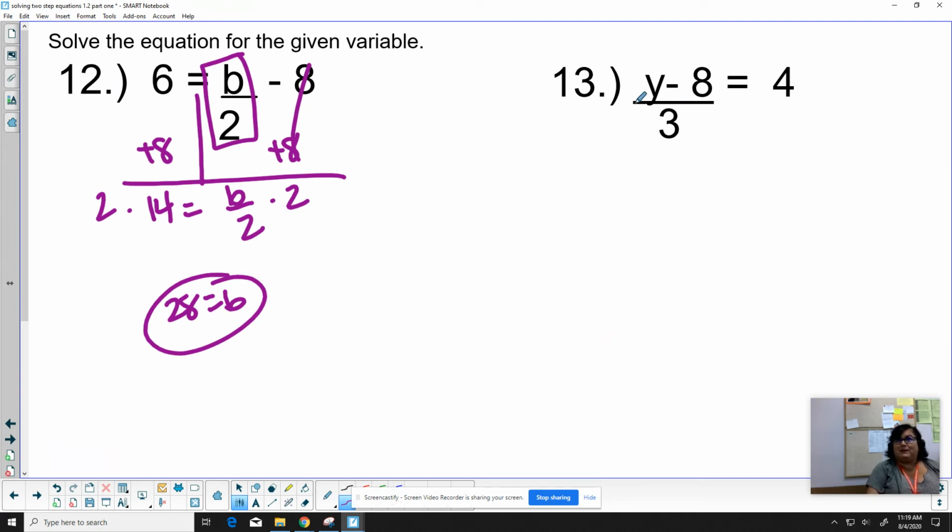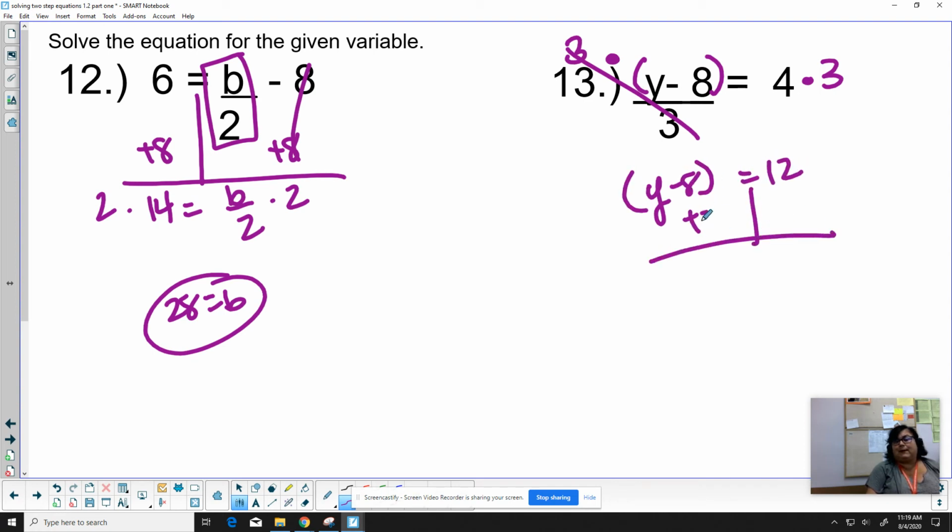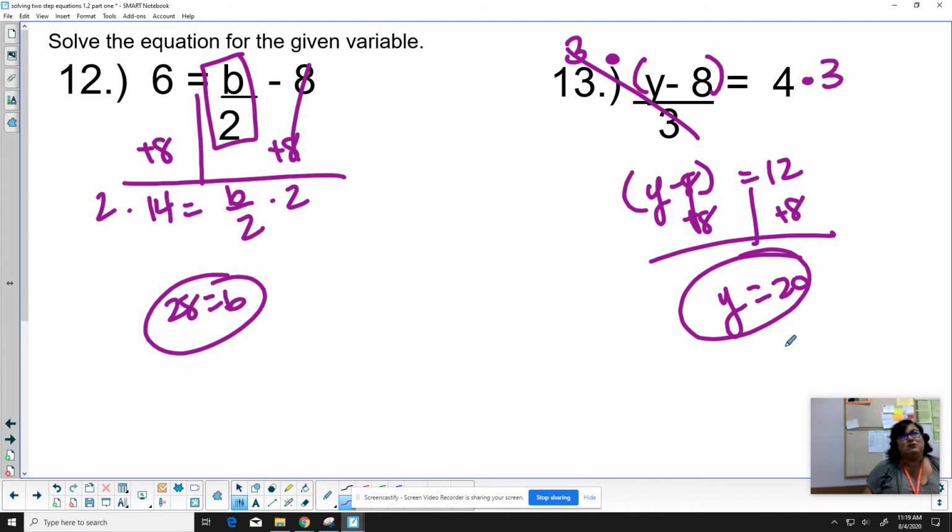Okay, this one's different because it's got the long line. So I'm going to put a parenthesis in to help me remember, which means I have to multiply first. So I'm going to multiply both sides by the denominator 3. So the 3s cross out and the parenthesis drops. Then I can get rid of the minus 8 by adding 8. So Y here is 20. If you got one or both of them right, give yourself a giant pat on the back. Great job. Very good.